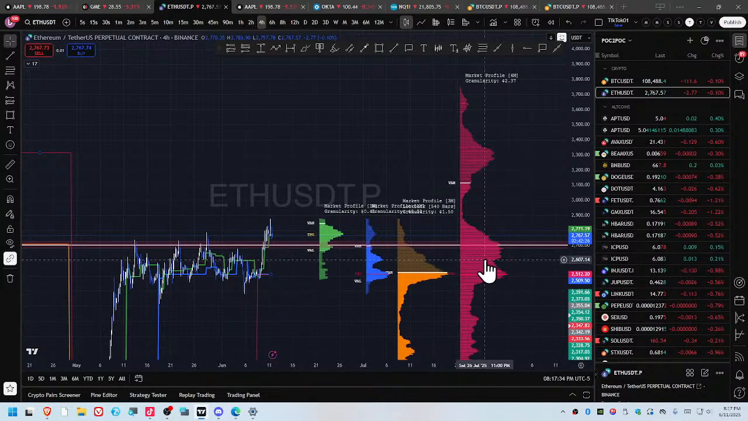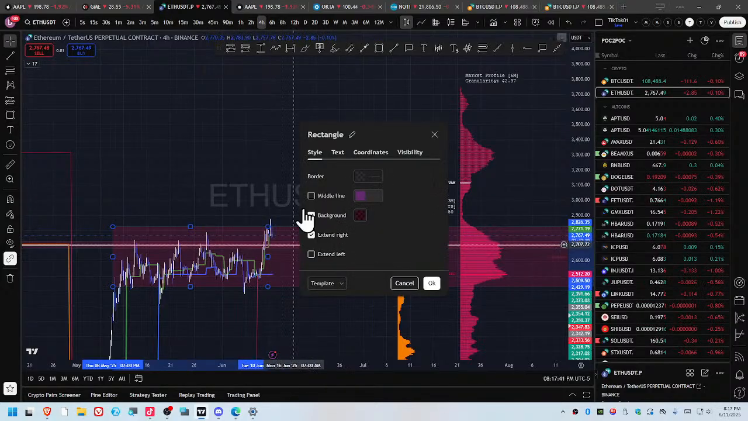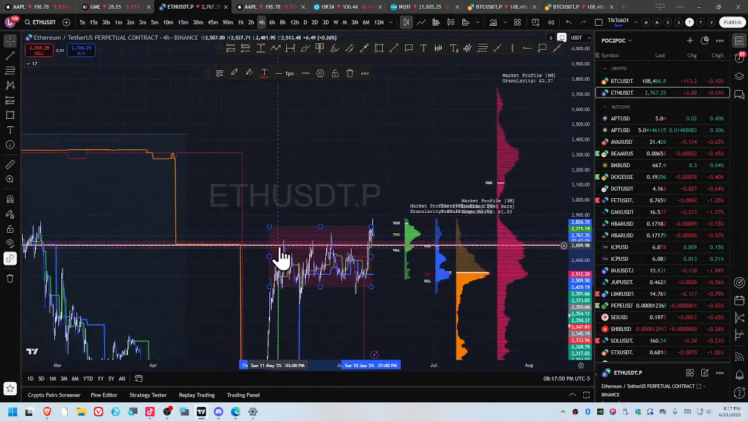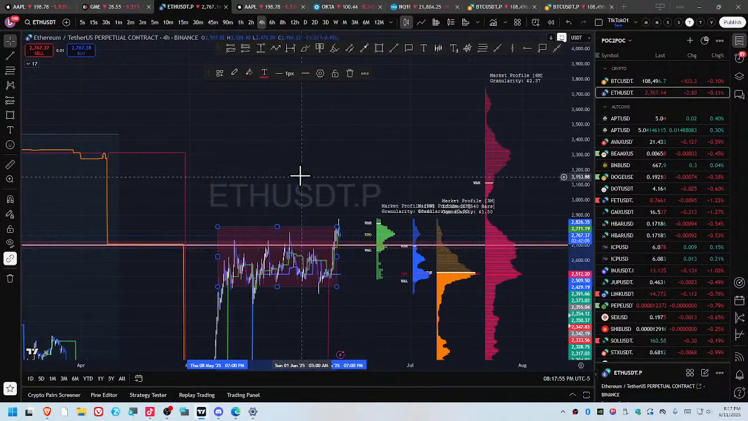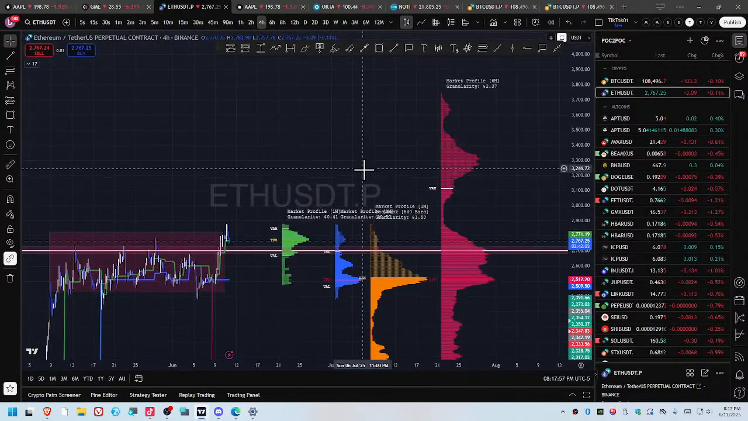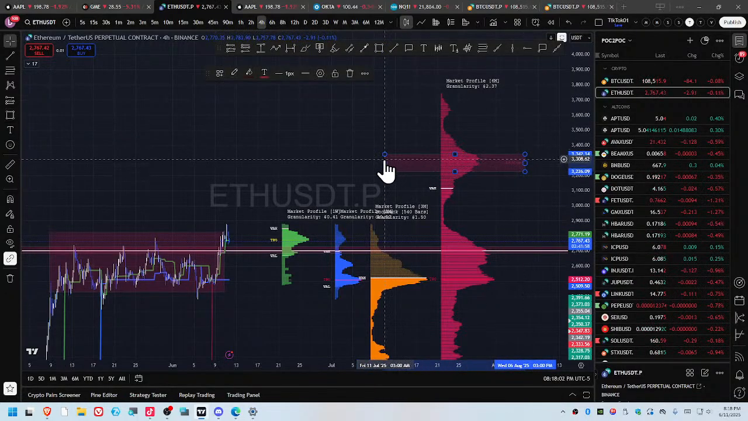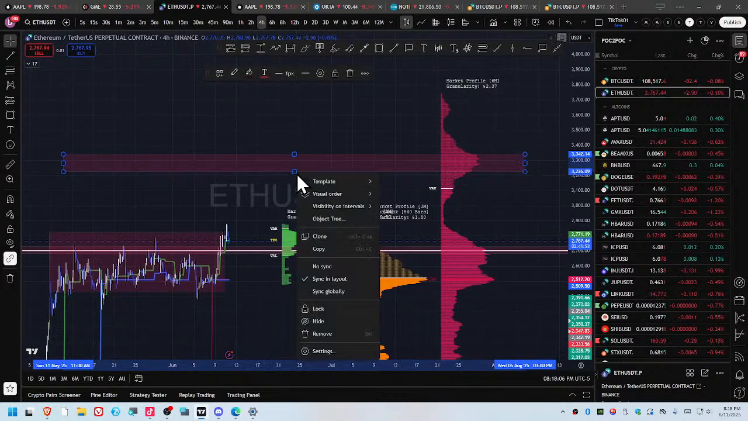We were trapped in this for this period of time. Let me get rid of that. So for this period of time it was in this section here. So now we're above the point of control for the composite of this section here. So it's likely we can stay above that and move higher to this section here, which is the 6-month TPO profile.